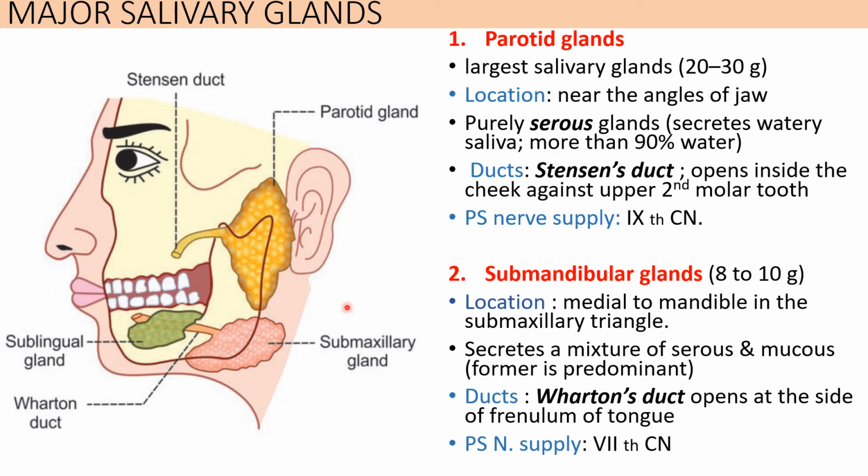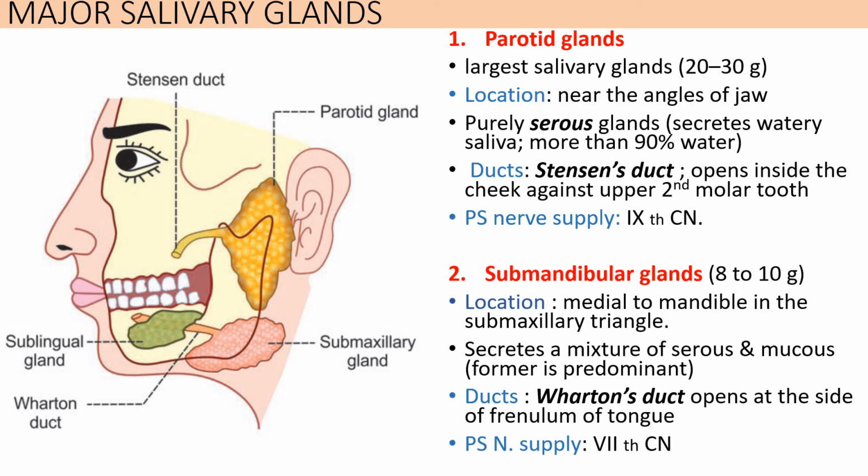So here in this picture you can see all the three major salivary glands together. The first is the parotid gland, which is the largest salivary gland in humans, along with its duct known as the Stenson's duct. The second one is the submaxillary or submandibular gland, and the third one is the sublingual gland. Now let us see one by one.